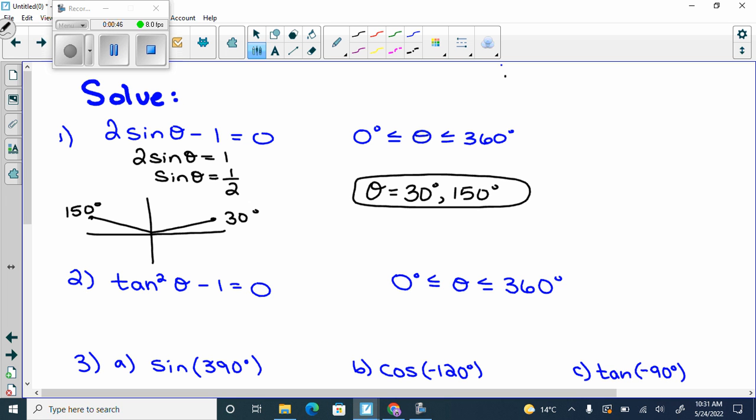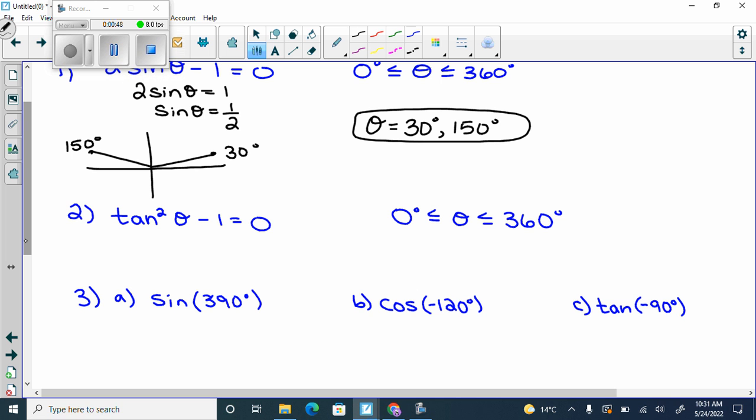Okay. 2, we have tan squared theta minus 1 equals 0. Then we're going to get tan squared theta, and we're going to add the 1 over, so we get equals 1. Then we take the square root, and we get plus or minus. And so we get tan theta equals plus or minus 1. Now, tan is sine divided by cos, or y divided by x. So, when we have that, the only places where our x's and y's are the same are at 45s, correct?